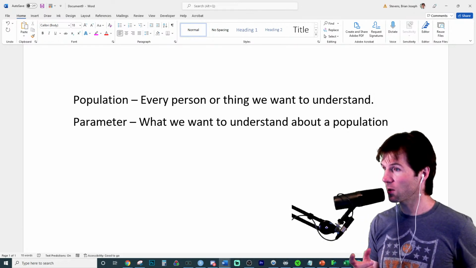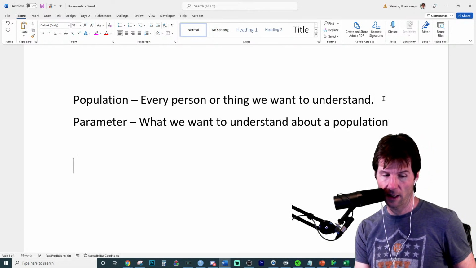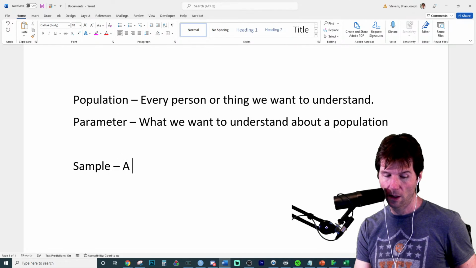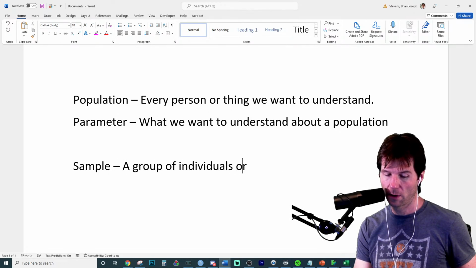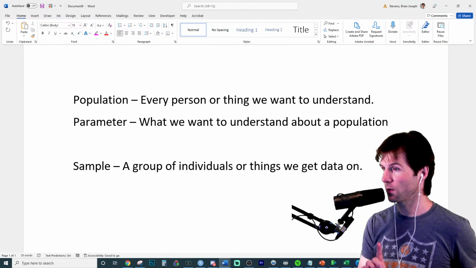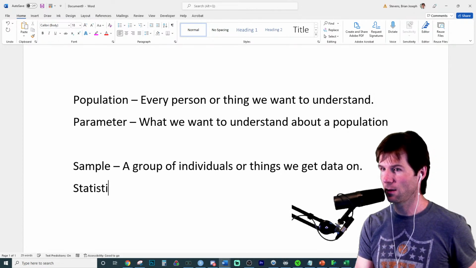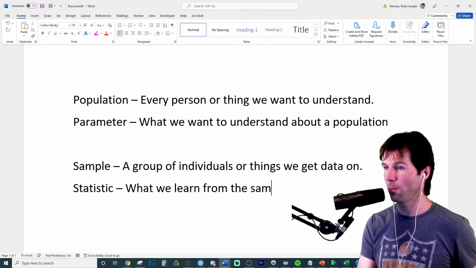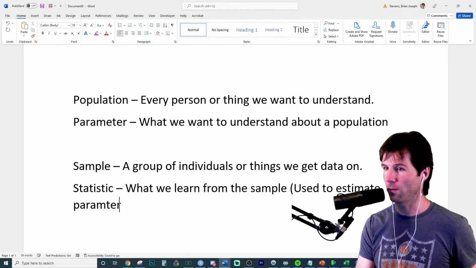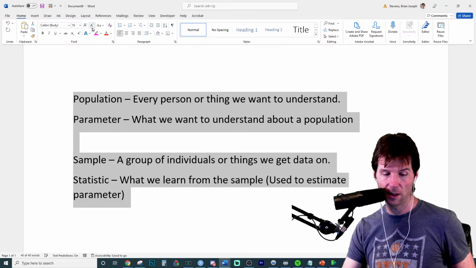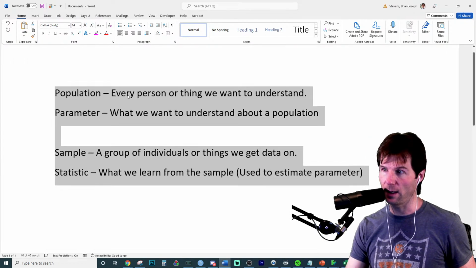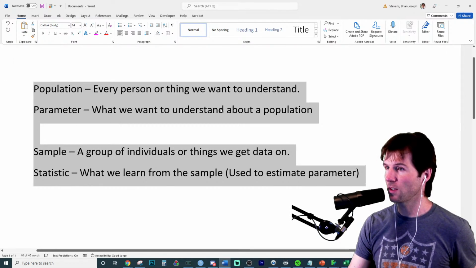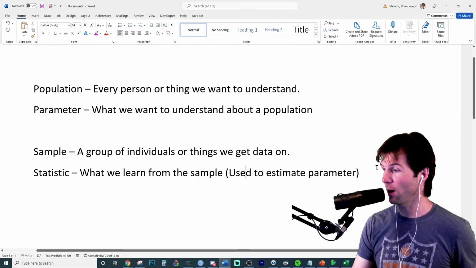This gets us into the next set of words, which we should know, such as a sample, a group of individuals or things we get data on. So that's what a sample is. Now, the statistic would be what we learn from the sample used to estimate the parameter. So the statistic is what we learn from the sample, i.e. sample statistics, and it gives us an estimate of the truth for the parameter.